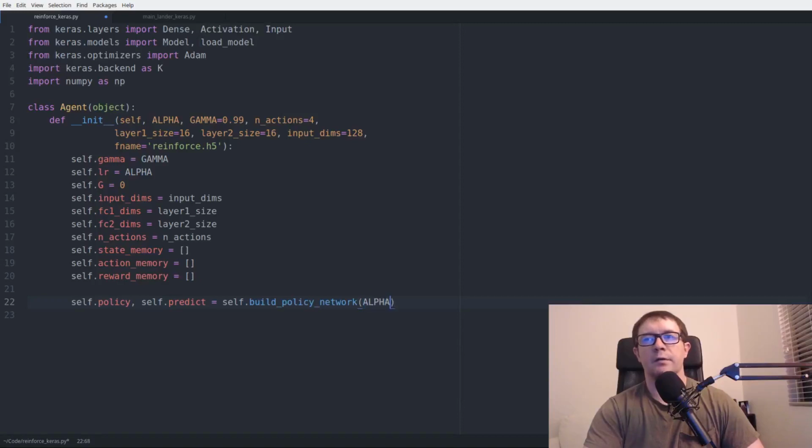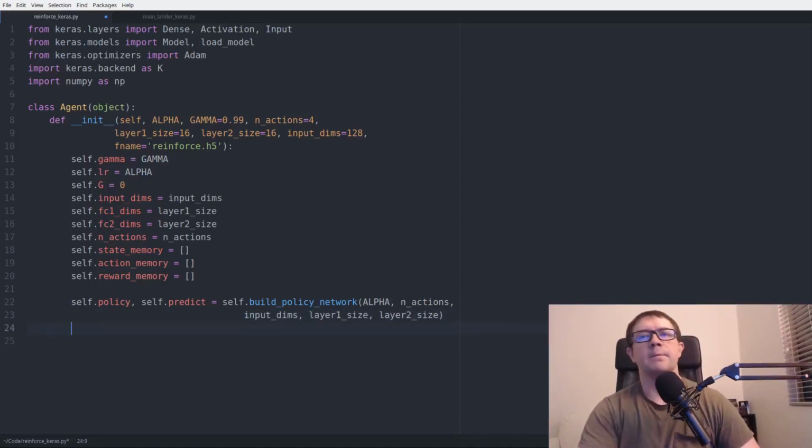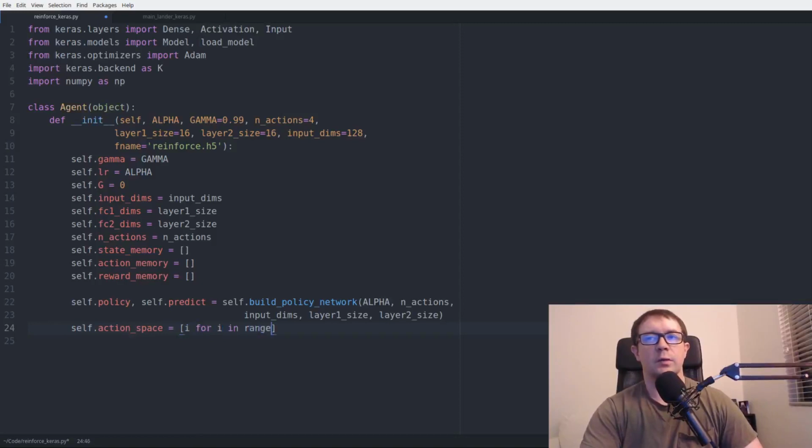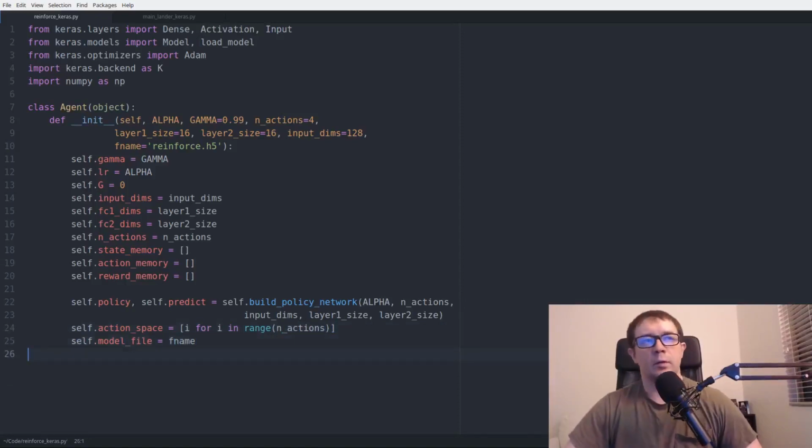That takes alpha and actions and input dims, layer 1 size, layer 2 size. I'm going to use poor formatting here just for the sake of saving time. And we need an action space. That is the set of all available actions for the agent. Arrange and actions. And we will have a model file as well. Okay, so that is our initialize.